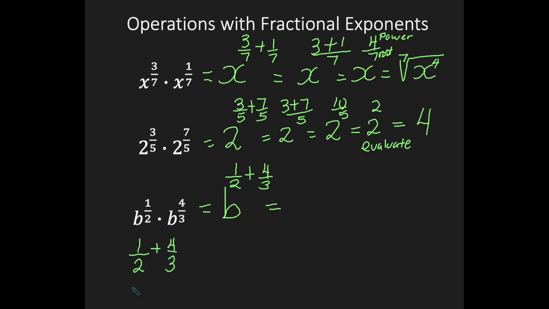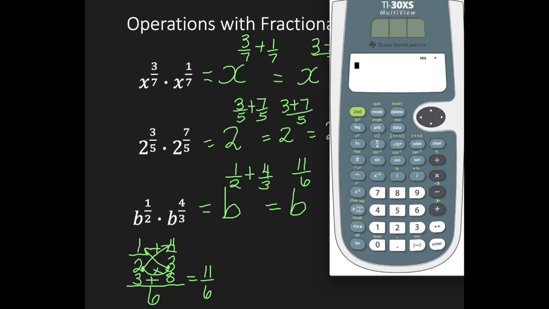So I have my fractions. I draw a bar. I call this the smiley face. I'm going to multiply my denominators. 2 times 3 is 6. Then I'm going to multiply diagonally. So 3 times 1 is 3. I'm going to multiply diagonally this way. 2 times 4 is 8. And remember what we're doing? We're adding. 3 plus 8 is 11 over 6. I call it the smiley face. I don't know what the correct term for it is. For me, smiley face. So this will be b to the 11 over 6.